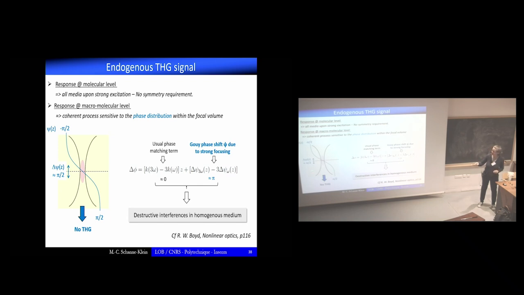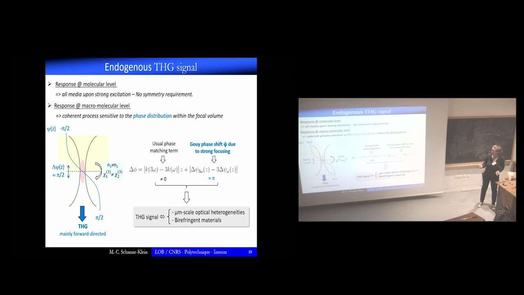And we have destructive interferences between this part and, well, before and after the focus. So it means that we have no signal in homogeneous medium. But if we have heterogeneities, for example, 2 different media here, that is optical heterogeneities, we have a third harmonic signal, or another way is to have birefringent media and to have the fundamental beam on 2 different polarizations.